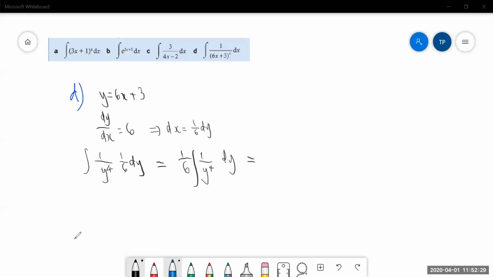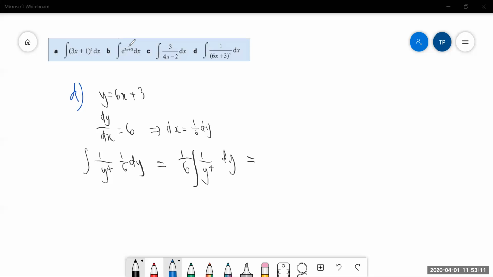Wait, if it's 1 over y, then it'll be ln y. No, you can't do that. You can only do ln if the power at the bottom is 1. Oh my god, are you serious? I just remembered today is April Fool's Day. Oh yeah. I hate this. It's not funny. It actually gave me anxiety.